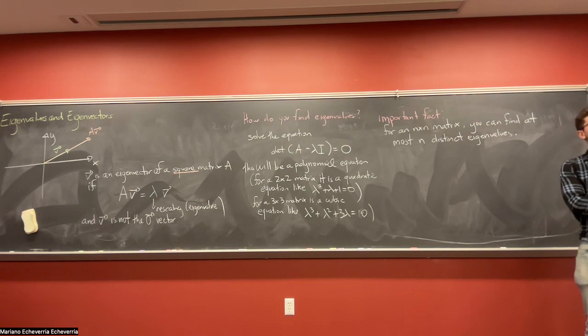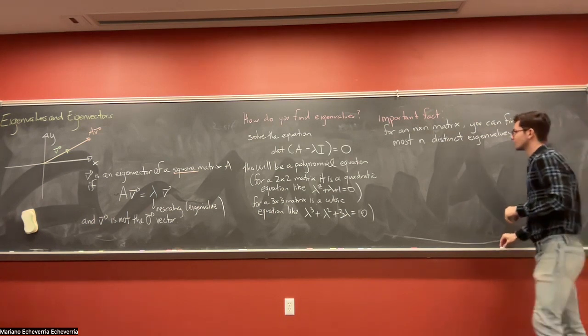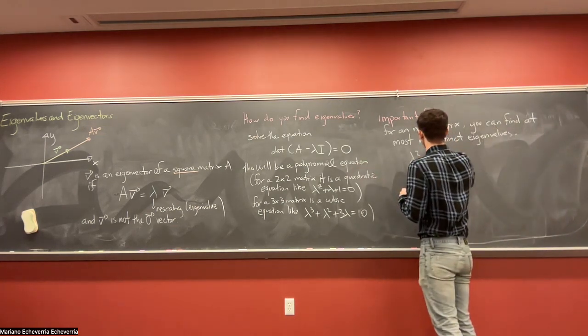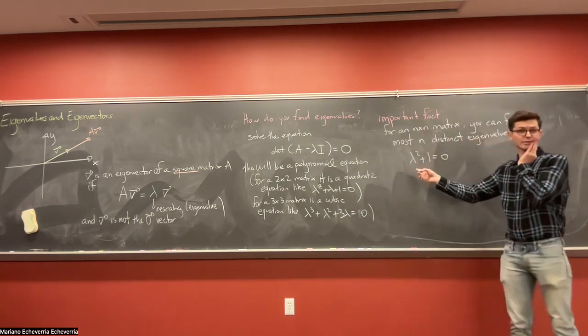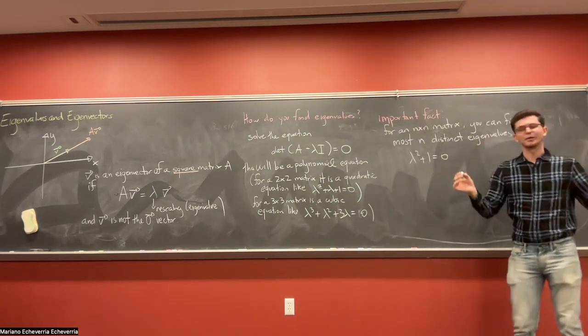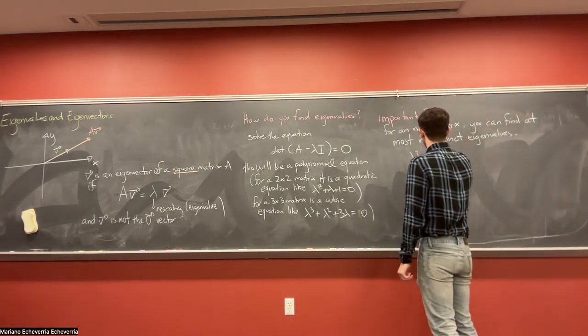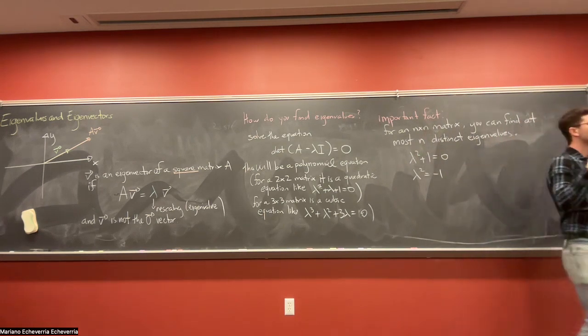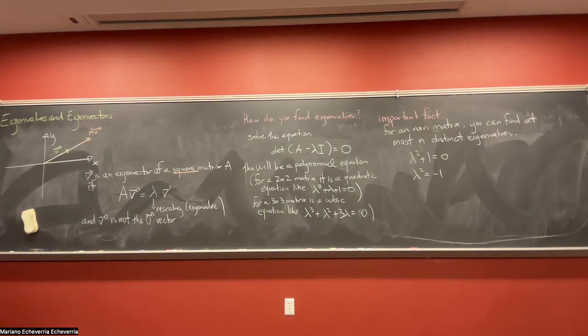Sometimes, for example, you have something like lambda squared plus 1 equals 0. That could be the equation that you get. If you try to solve this, you would get lambda squared equals -1, right? And with ordinary numbers, there's no number whose square is negative.